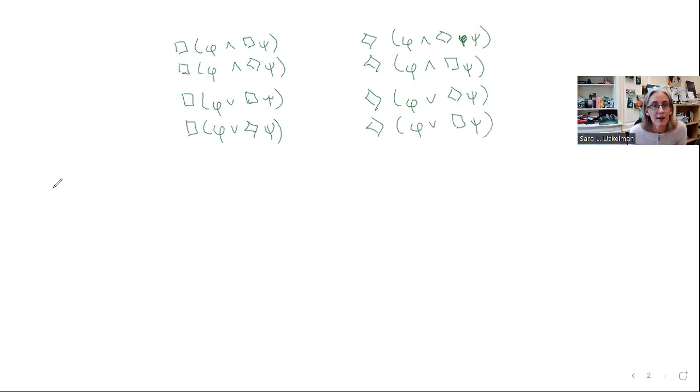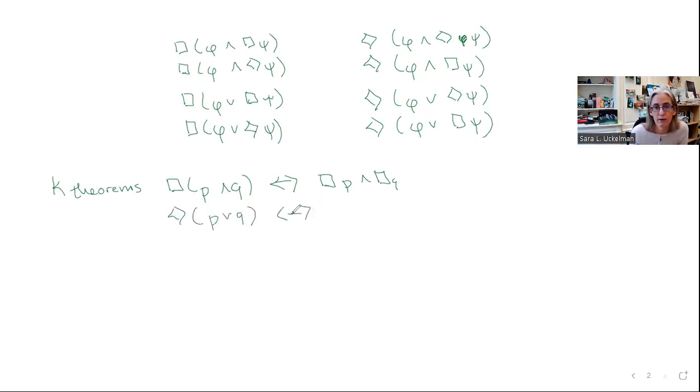Now, the useful K theorems that we have, the K equivalences, are that necessarily P and Q is equivalent to necessarily P and necessarily Q. And we also have that possibly P or Q is equivalent to possibly P or possibly Q. That allows us to deal with this case, this case, this case, and this case, because what we do is we distribute the modal operator across the propositional connective, and then use modal reduction to throw away the ones that we don't need.